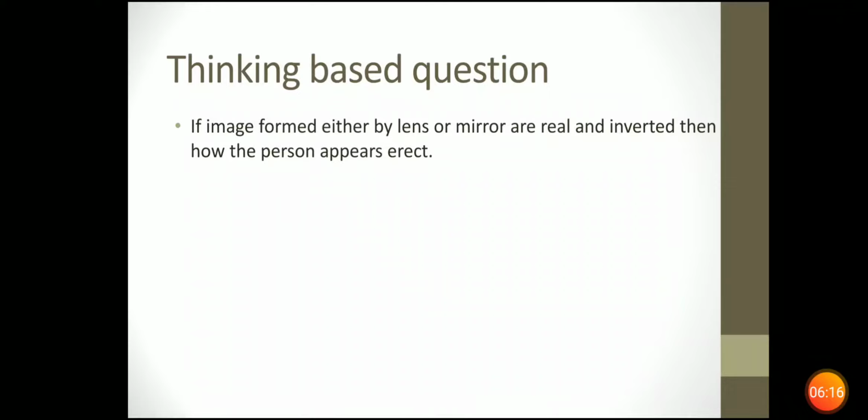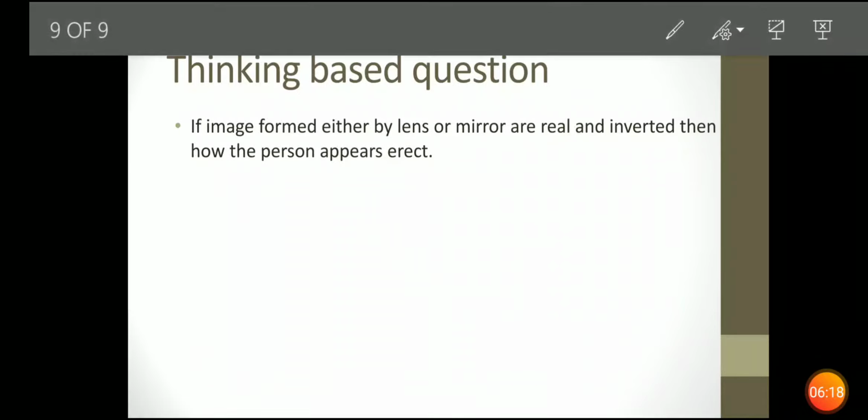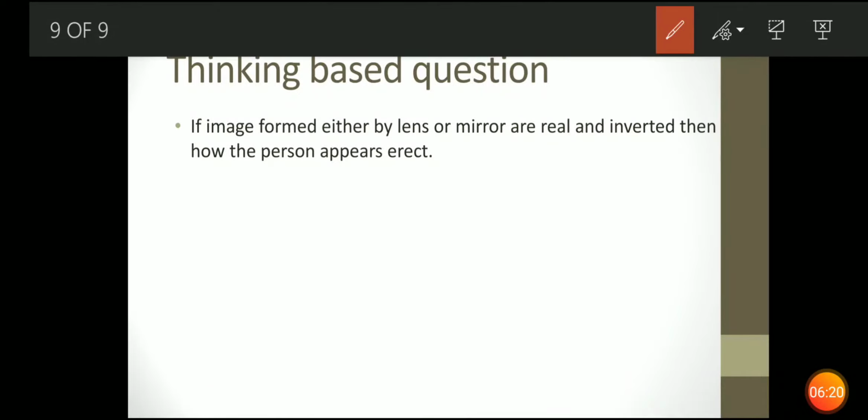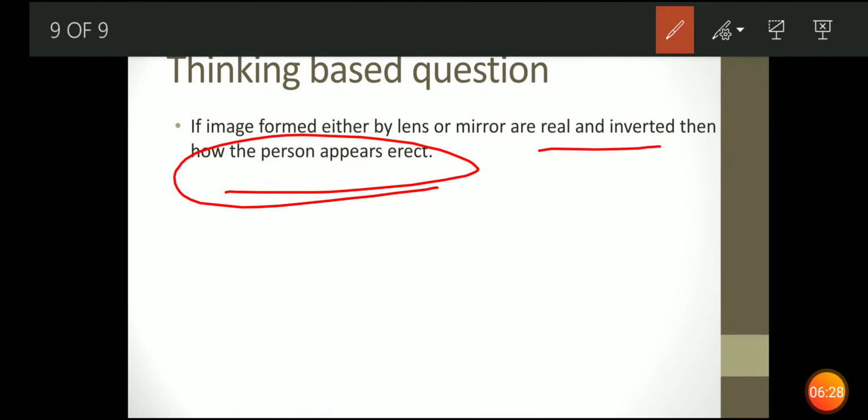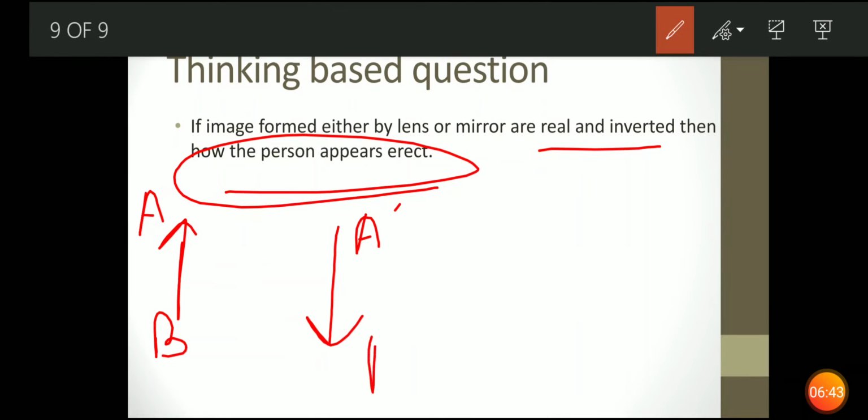Now you have a question. If the image formed by either of the lens या mirror, आपकी कोई भी इमेज फॉर्म हो रही है लेंस और मिरर के थ्रू, वो real and inverted होते हैं, हमने देख लिया. But how does the person appear erect? जो पर्सन आपको दिखता है वो इरेक्ट क्यों दिखता है, सीधा क्यों दिखता है? Because first you will get this. Suppose this is an object, fine. The image formed is inverted, AB, A dash B dash. This is the first image.